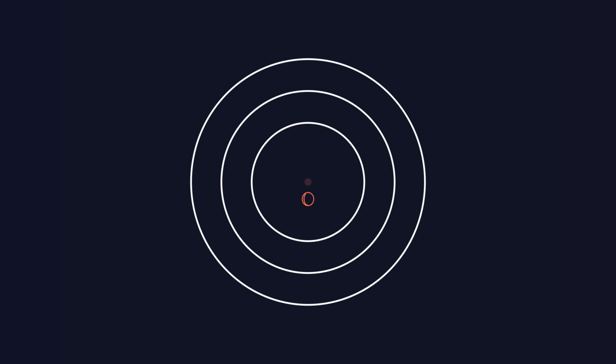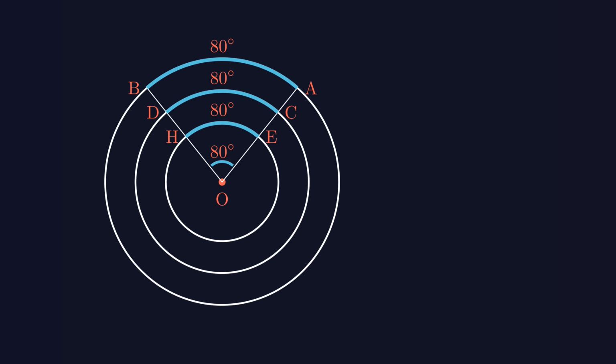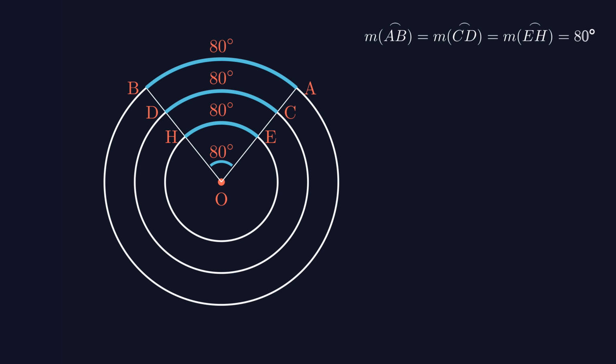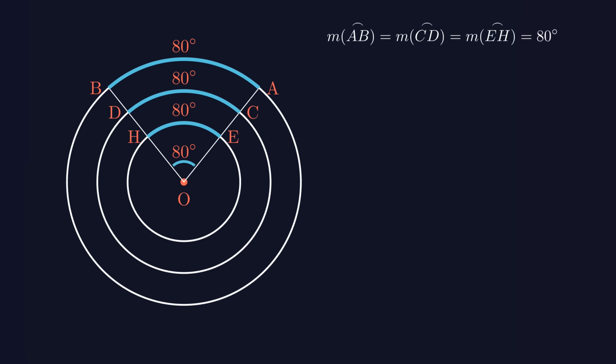Perfect. Now let's draw 3 circles that share the same center. In each of them, the measure of the arc corresponds to the central angle. So the arc's measurement doesn't depend on the radius. For example, the measure of arc AB is the same as arc CD and arc EF. They all match the central angle, which in this case is 80 degrees.